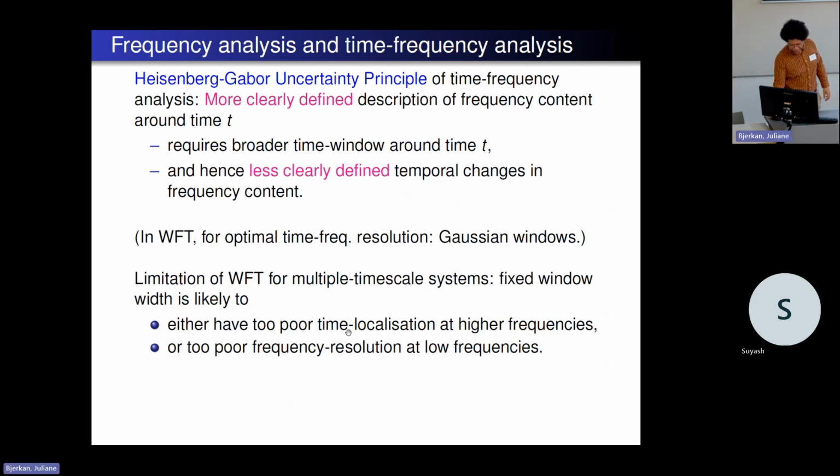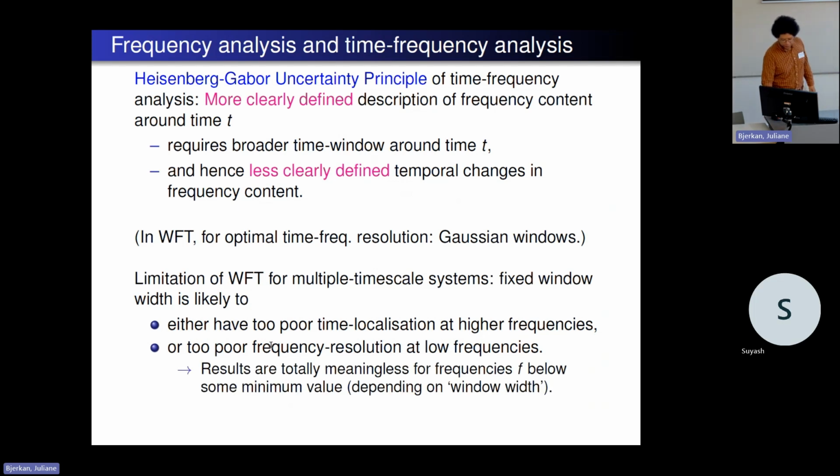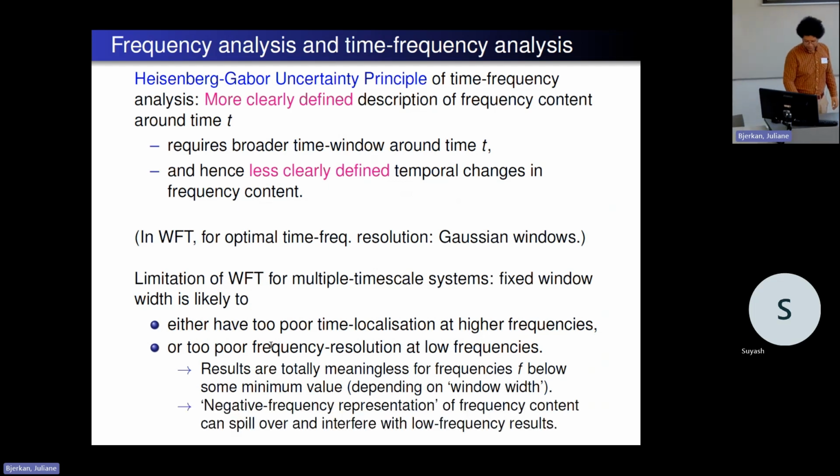Because, as I said, there's this trade-off between time localization and frequency resolution. Let me elaborate particularly on this latter point. The results of the windowed Fourier transform are totally meaningless for frequencies below some minimum value. Because for your given window width, if you have really slow oscillations, then your window width is not wide enough to capture anything about those oscillations. So the results are totally meaningless for very low frequencies.